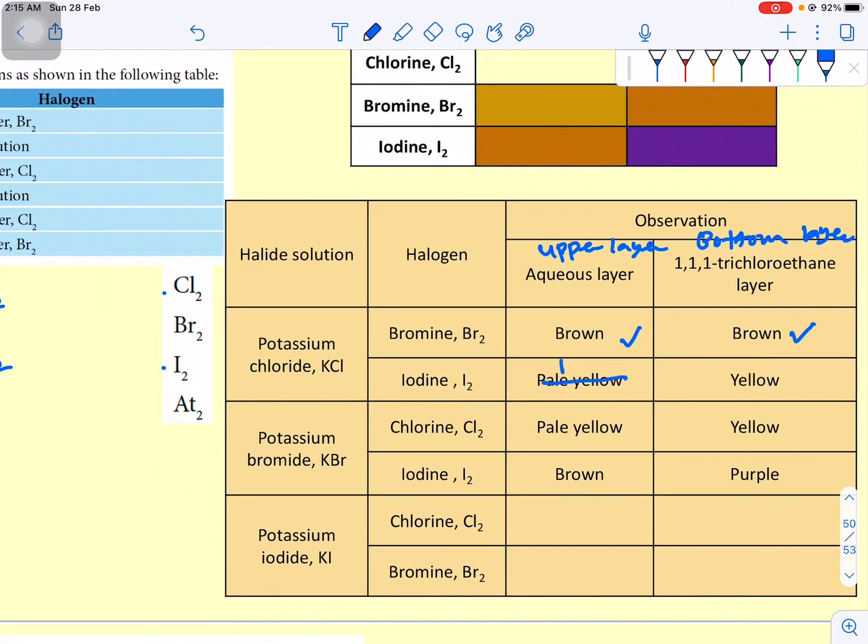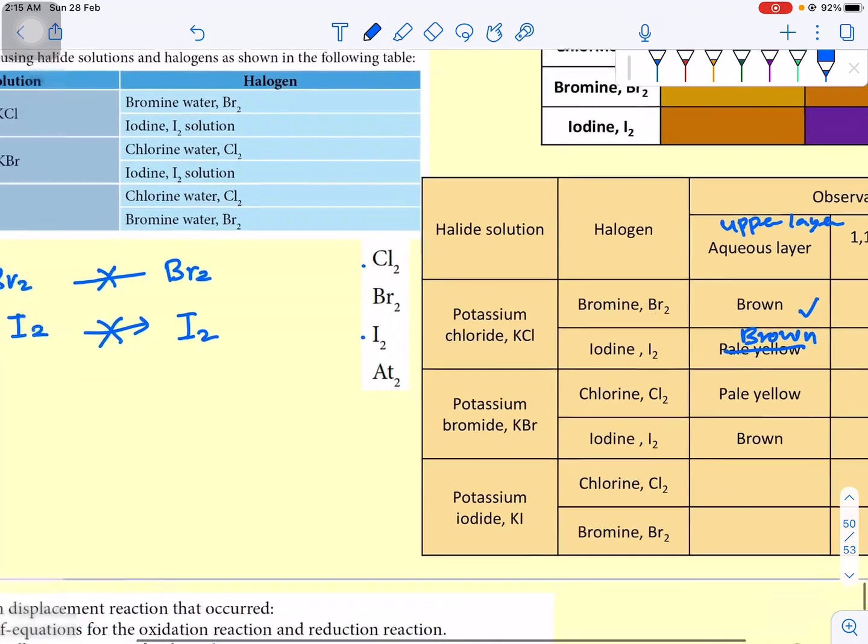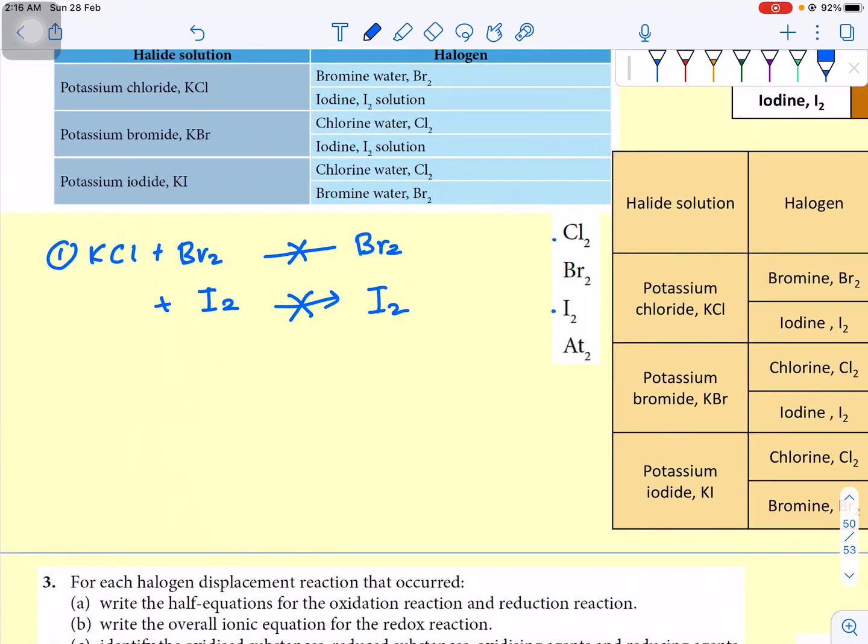It is brown and purple. Okay, and then potassium bromide. Second, potassium bromide is added with chlorine water.